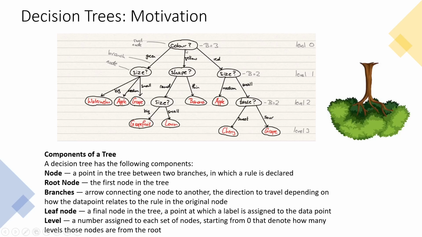So we have levels as well. This root node stays on level 0. And these branches over here stay at level 1. These branches over here stay at level 2, and these branches stay at level 3. And this data structure is called a tree.